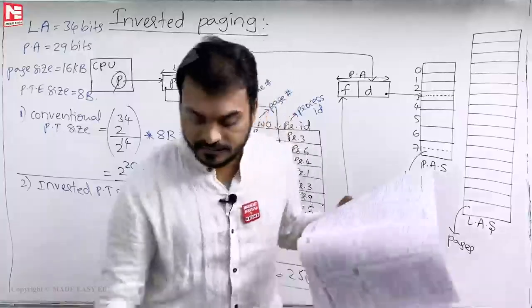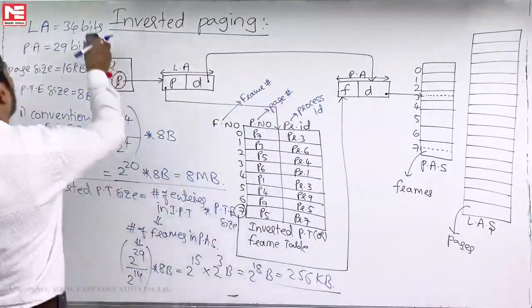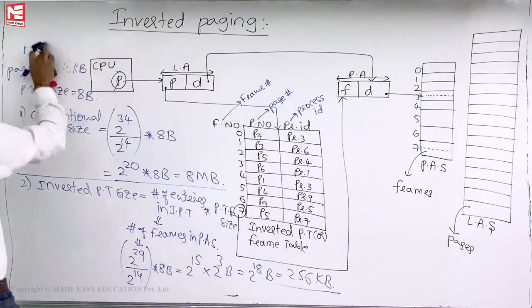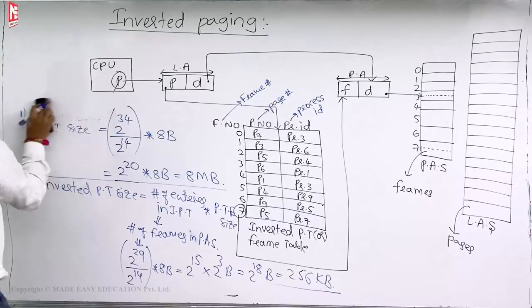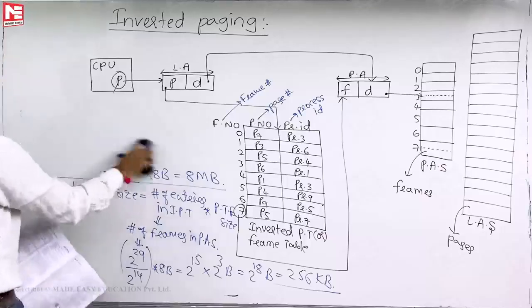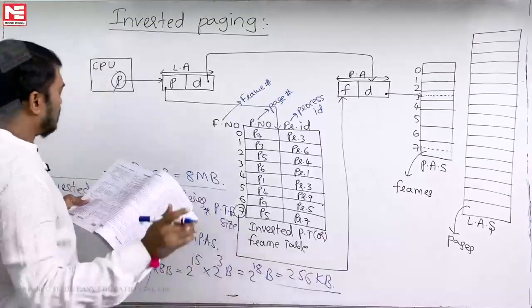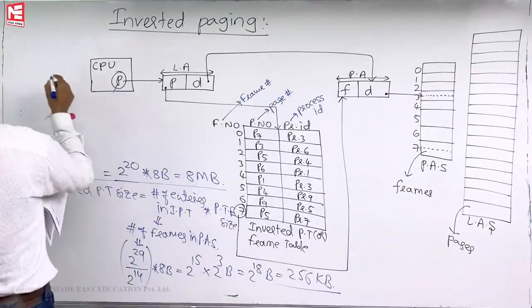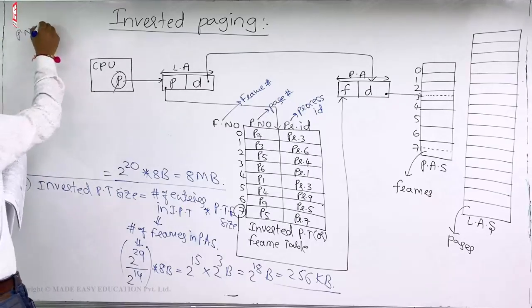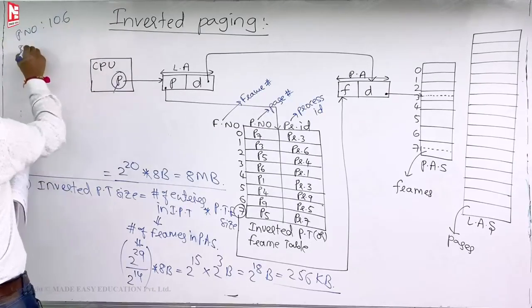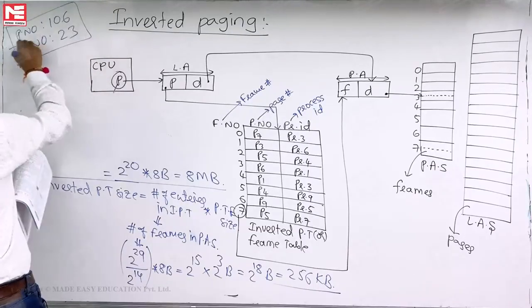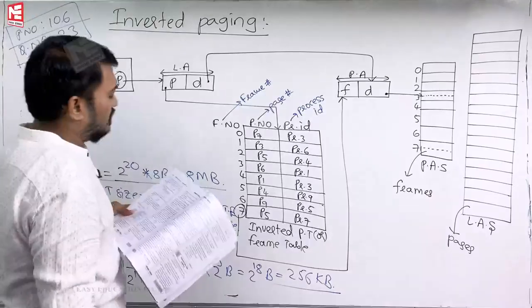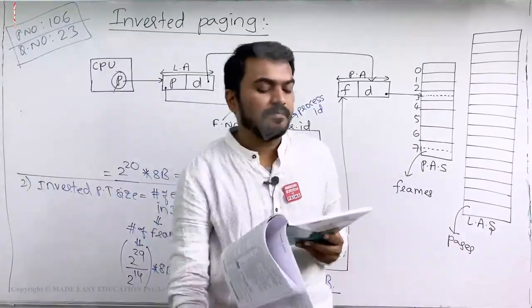Go to your workbook. Take out your workbook. Page number 106, question number 23. I'm writing the page number here. Page number 106, question number 23.